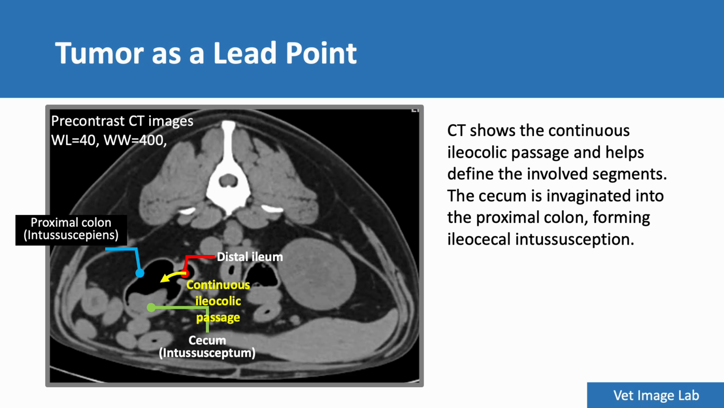This is pre-contrast computed tomography of the ileocecocolic junction. The image shows the continuous ileocolic passage. Here, within the proximal colon, the cecum is located inside the proximal colon. So, the proximal colon is the intussuscipiens, and the cecum represents the intussusceptum. Based on this image, we diagnosed ileocecal intussusception, with the cecum invaginated into the proximal colon.